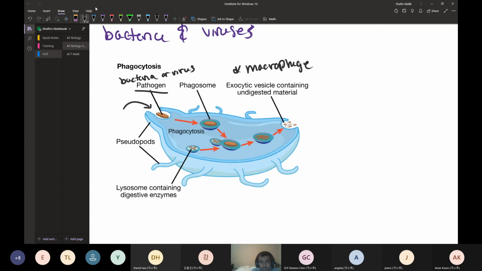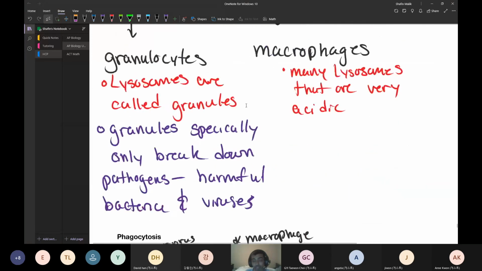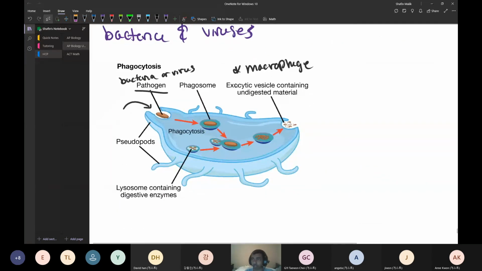Now that bacteria will enter the cell. It's kind of like a... what's the word? I just forgot the word. A vesicle. Remember how the protein will leave the Golgi apparatus in a vesicle? So just like that, when the cell eats the bacteria, it will enter a very large vesicle, which we usually call the phagosome, like this.